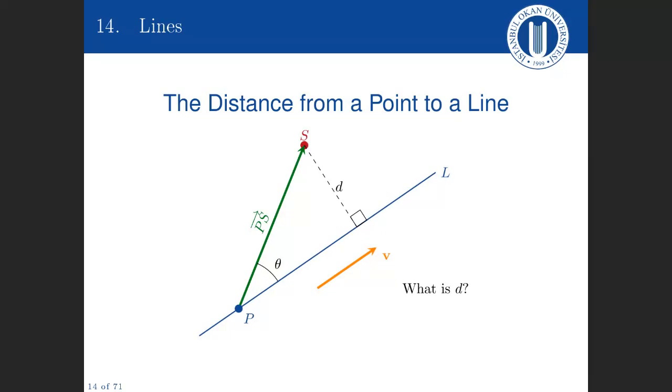The distance from a point to a line. Let's suppose I have my blue line here, L, and I have my point S. I want to know what is the distance D from S to the line, the shortest possible distance from S to the line.